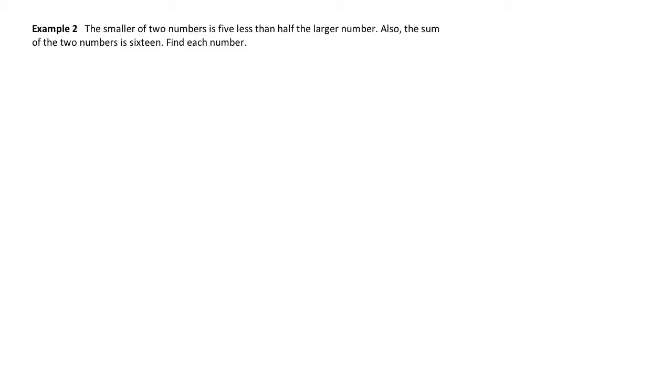Okay, so for example 2, this one I think is going to be a little more complicated by the way it looks. It's a couple of sentences. It says the smaller of two numbers is 5 less than half the larger number, but then we have also the sum of the two numbers is 16.